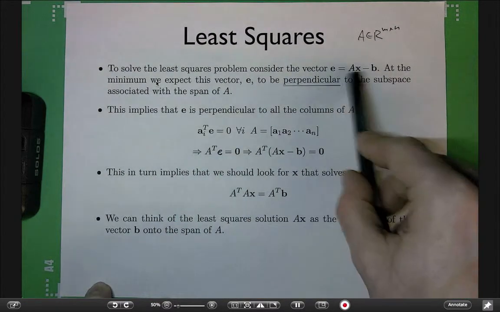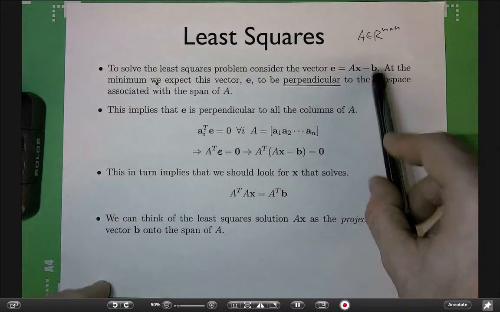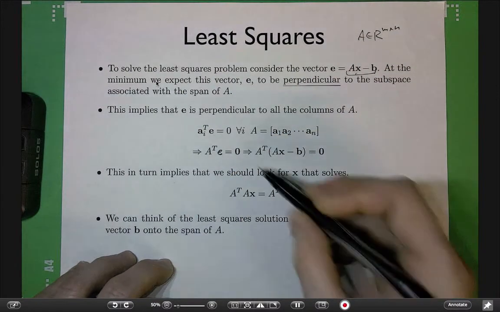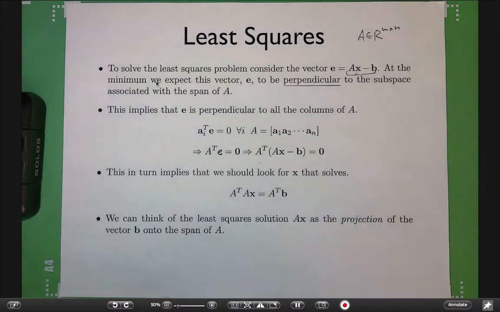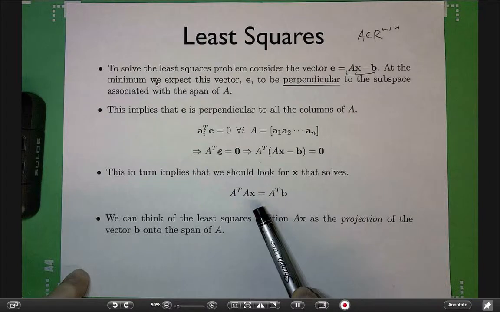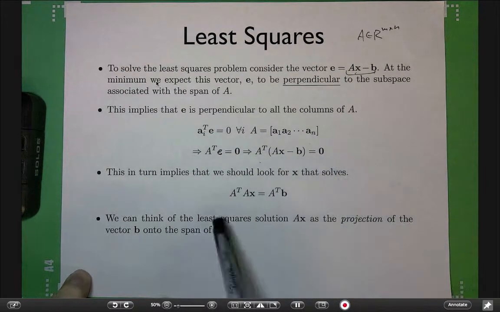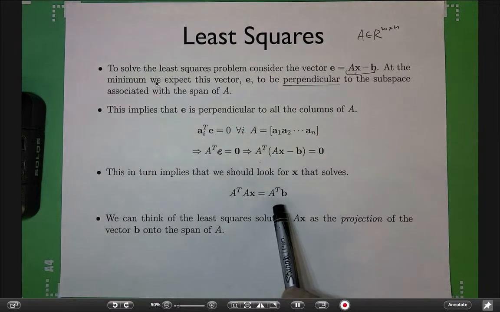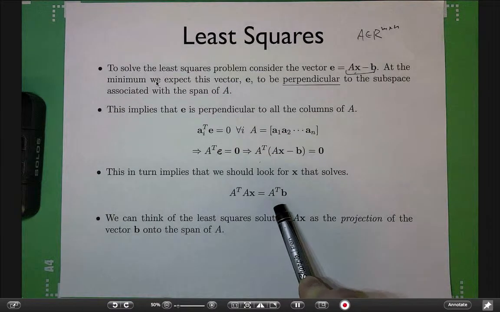E is AX minus B, right? So if I substitute the AX minus B, I take this, plug it in here, then I get A^T (AX minus B). I get this formula. This has to be 0. And this is exactly the same thing I derived previously using calculus, right? This is just A^T AX minus A^T B equals 0, or A^T AX equals A^T B. So I think this is called normal equations, and this is the key to linear least squares.